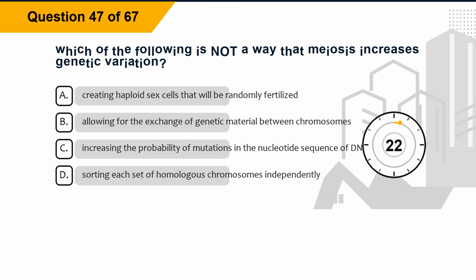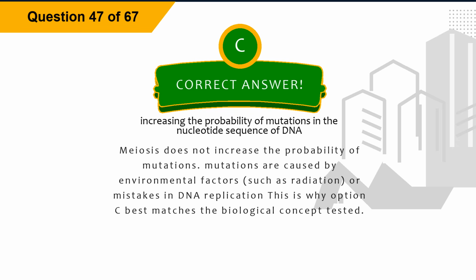Question 47. Which of the following is not a way that meiosis increases genetic variation? Option A, creating haploid sex cells that will be randomly fertilized. Option B, allowing for the exchange of genetic material between chromosomes. Option C, increasing the probability of mutations in the nucleotide sequence of DNA. Option D, sorting each set of homologous chromosomes independently. The correct answer is option C, increasing the probability of mutations in the nucleotide sequence of DNA.